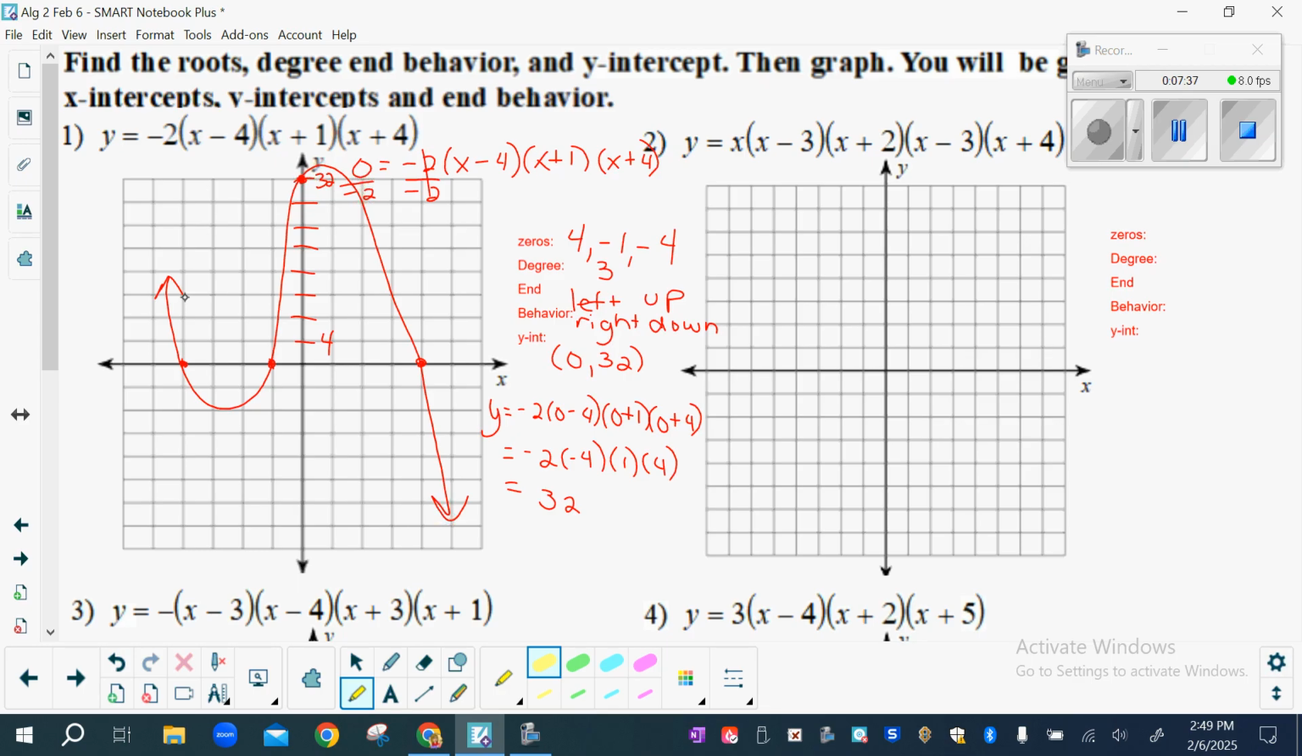Okay. So Eden, your group. Tell me what my zeros are for number 2.